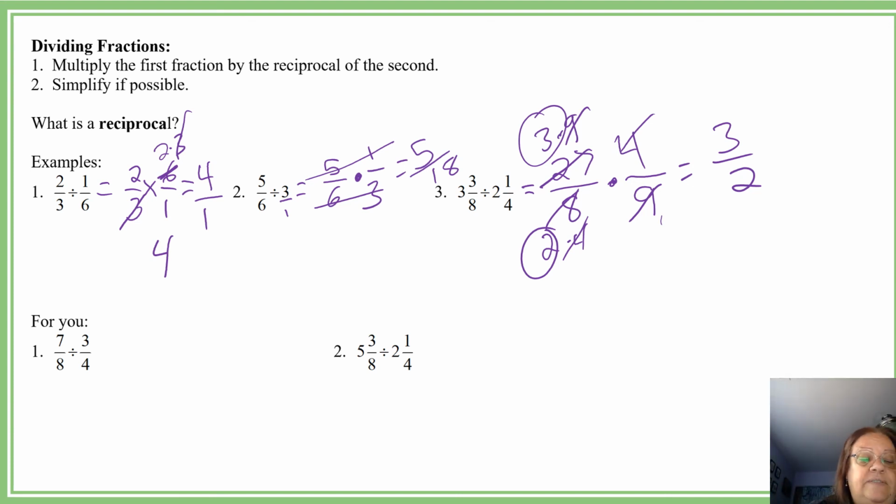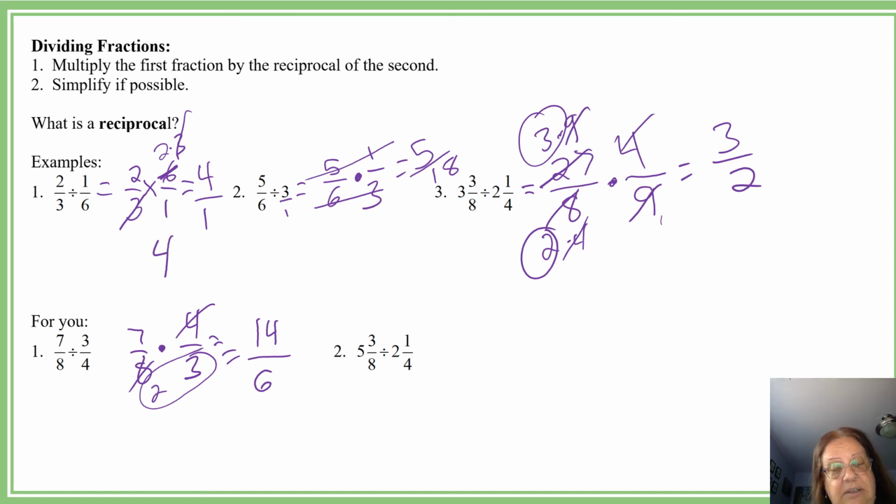All right, 7 over 8 divided by 3 over 4. So I have 7 over 8 times 4 over 3. Well, the 4 goes into 8 twice. So I end up with 2 still on top times 7 over 2 times 3, which is 6. All right, yay.